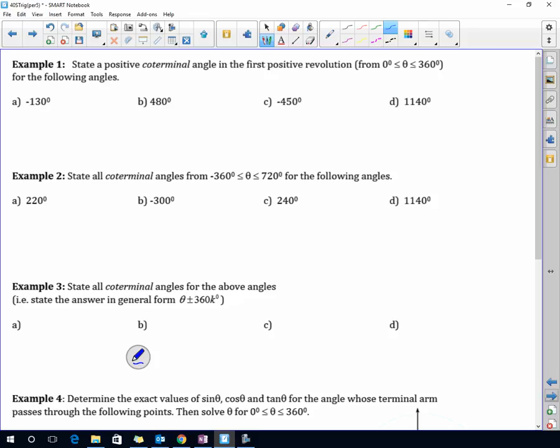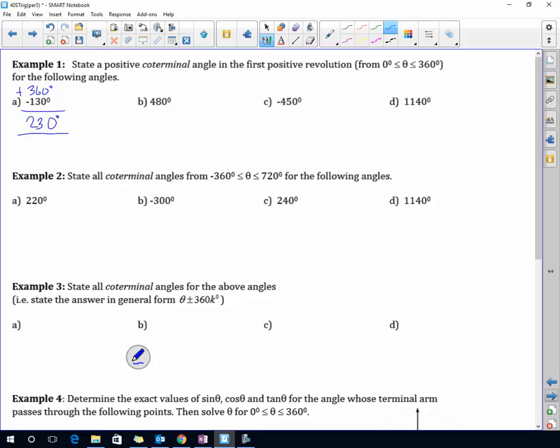So 230 degrees is the positive coterminal angle to negative 130. How about 480? I would subtract 360 degrees. So that would be 120 degrees, yes?